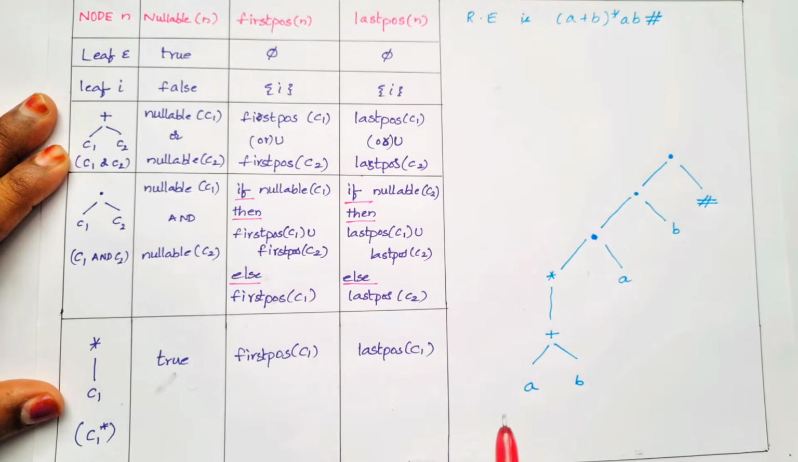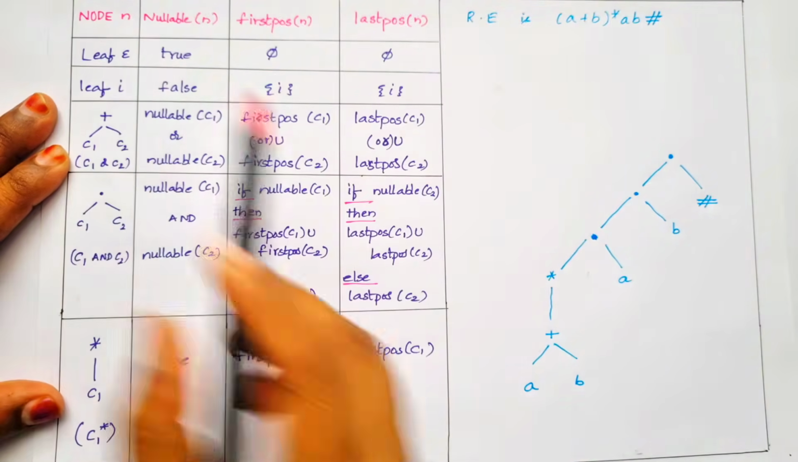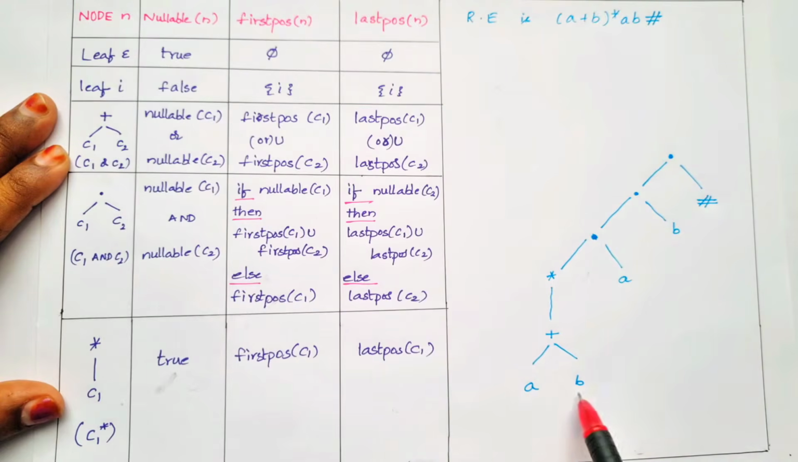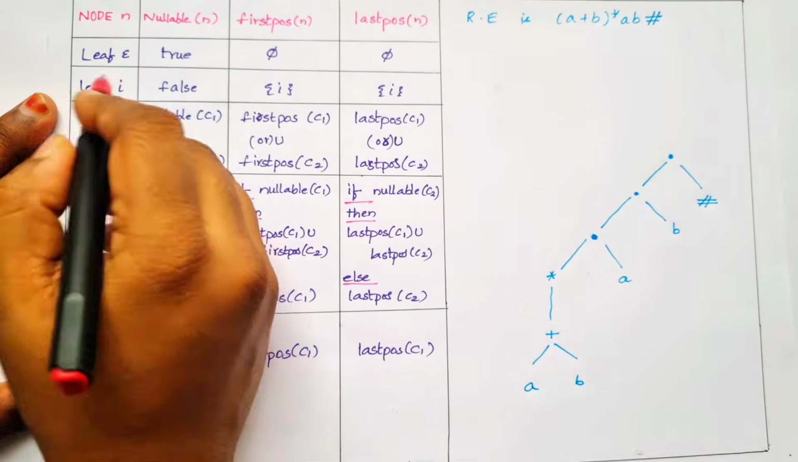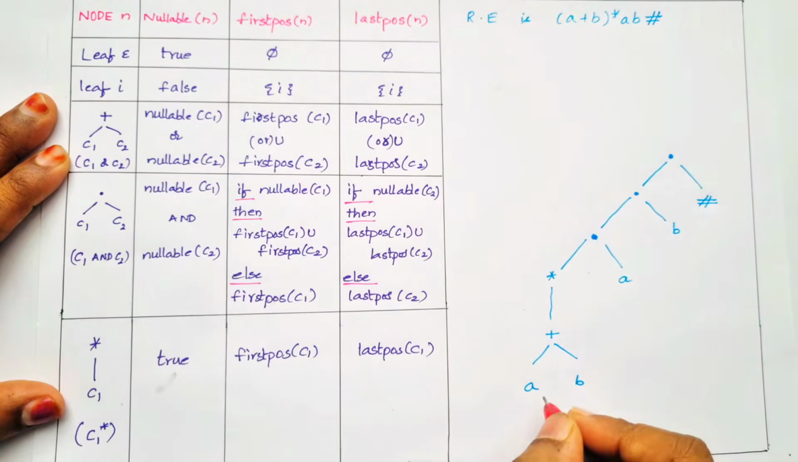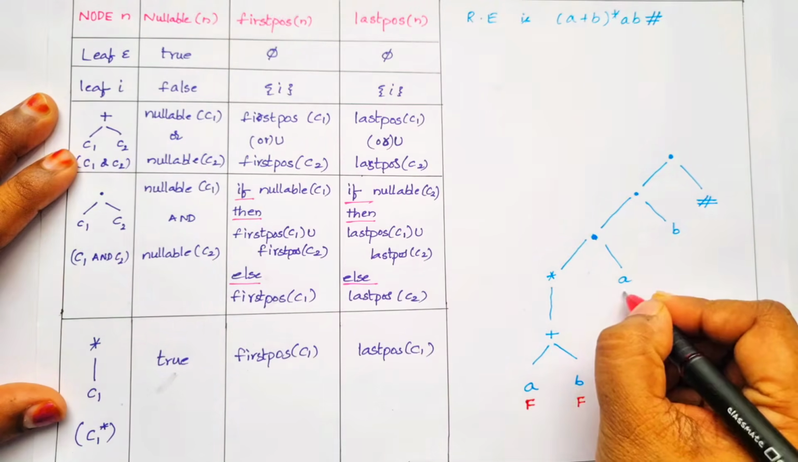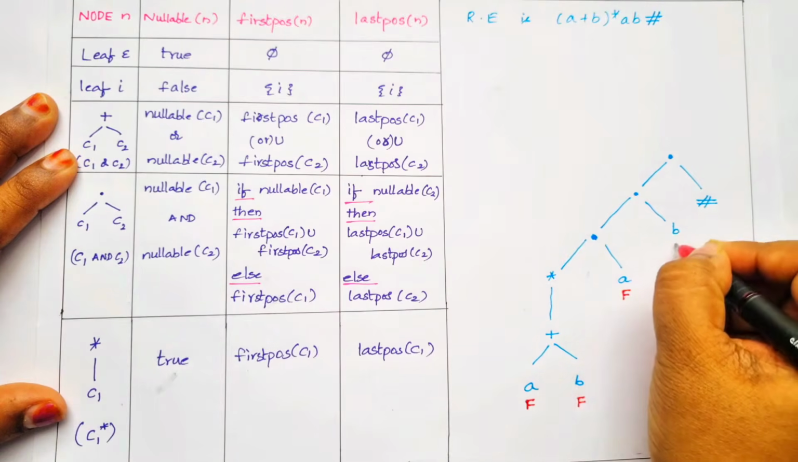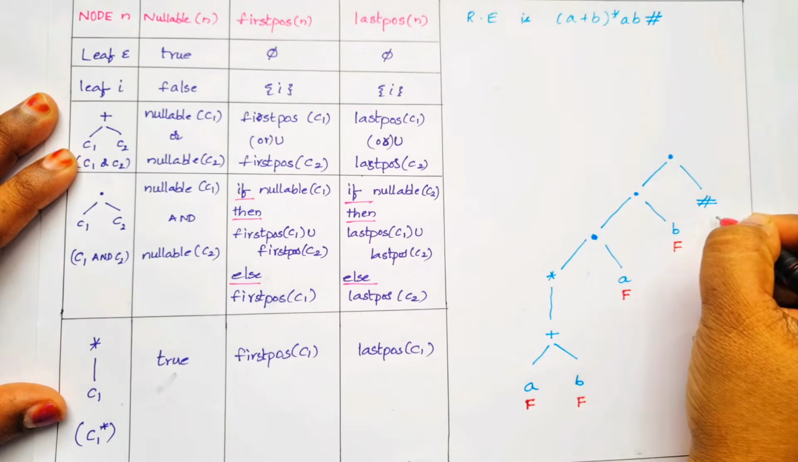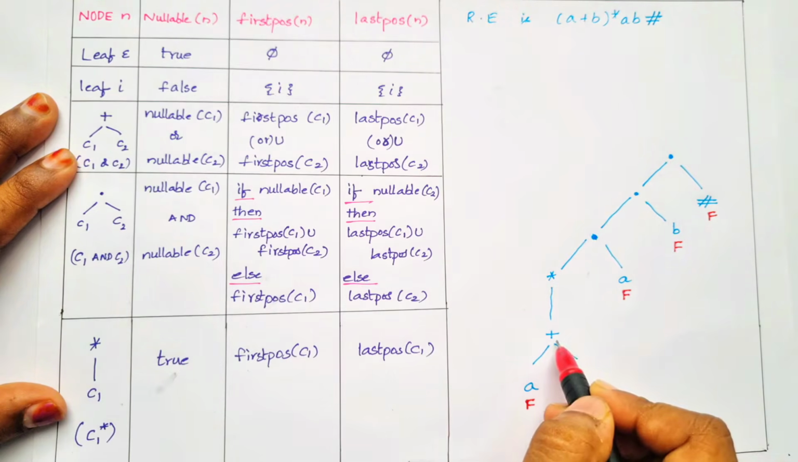Now we need to find out nullable for each node in the syntax tree. How to find out nullable? See here, first we will go for the leaf nodes. Here we are having leaf node a. The nullable value is false. For this also false. Next leaf node is this, false. Here also false.